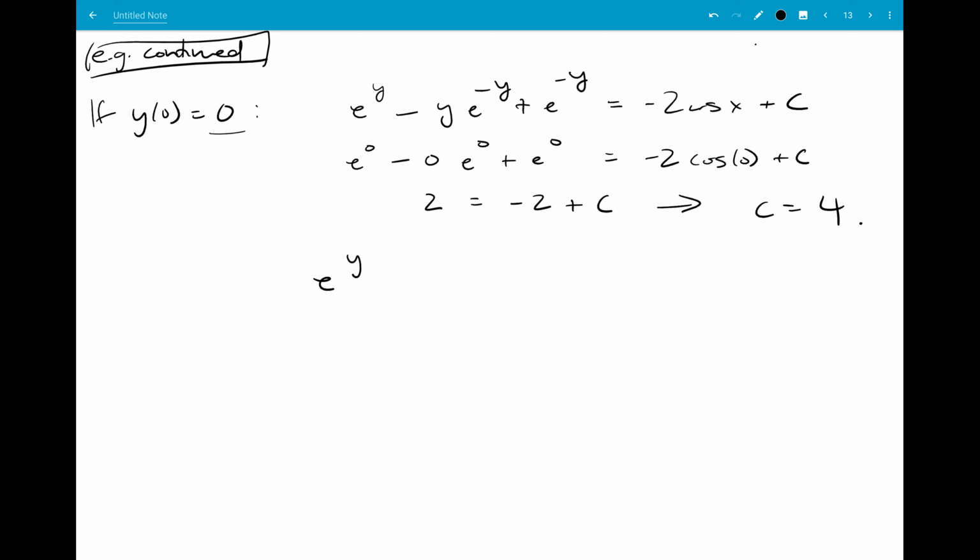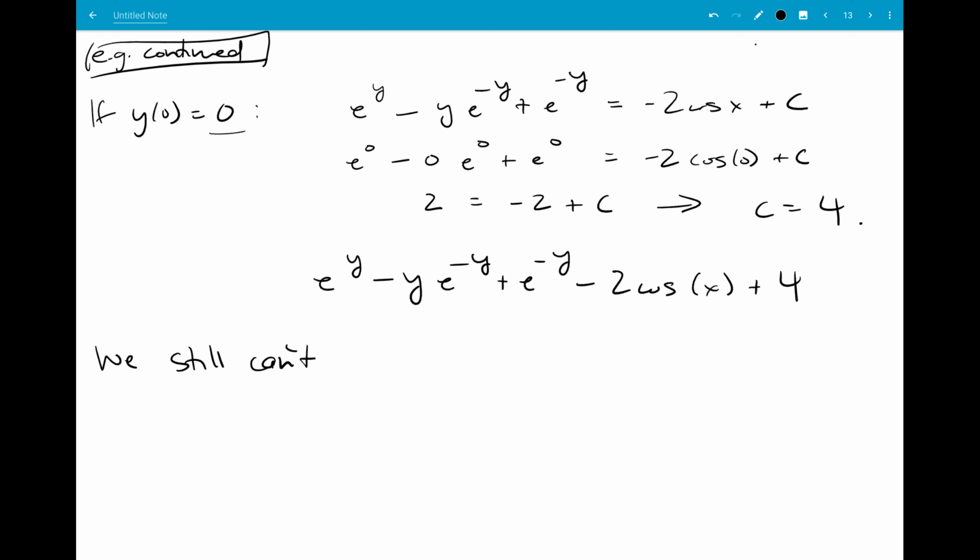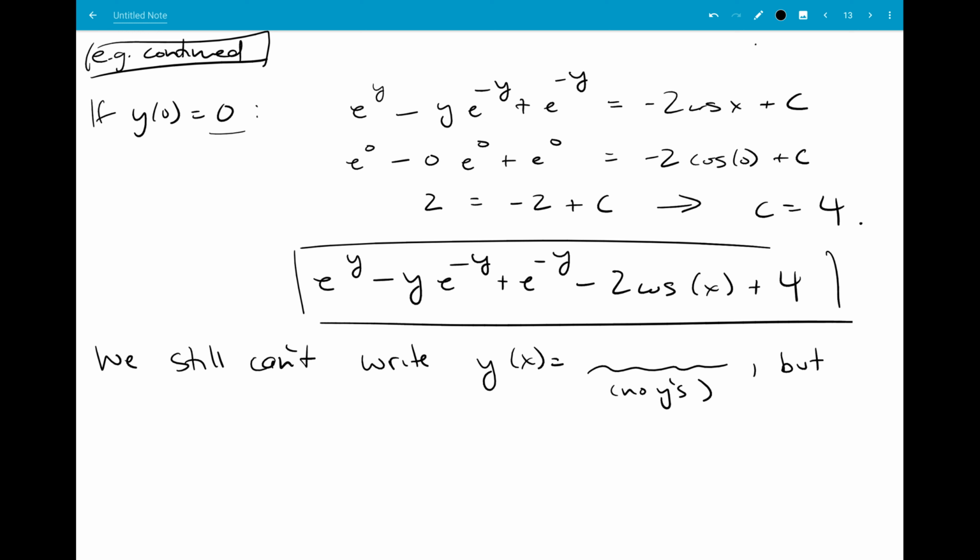So at least we can say right now that e to the y minus y e to the minus y plus e to the minus y equals minus 2 cosine of x plus 4 is the equation for our problem. So we still can't solve or write y of x equal to some function with no y's on the other side of the equation, which we would call an explicit solution, and it's what we usually like to have. But this equation does work.